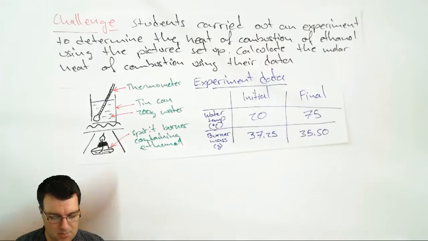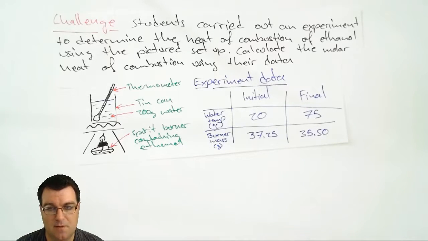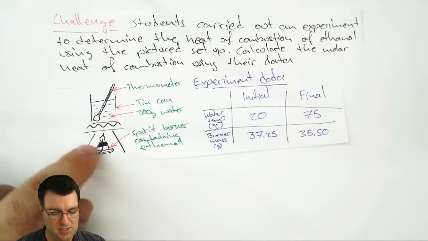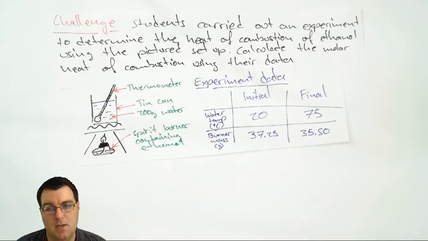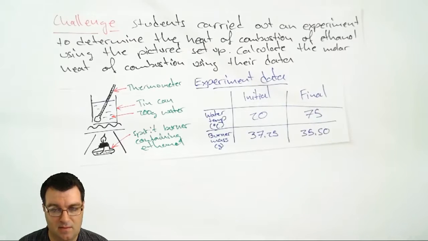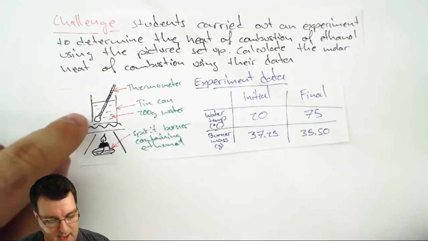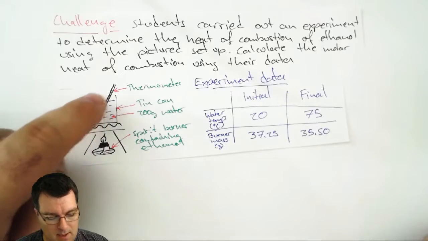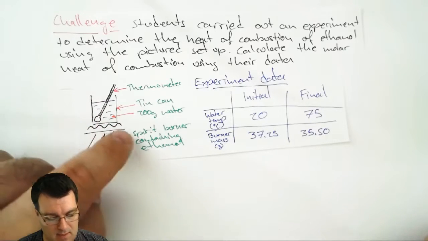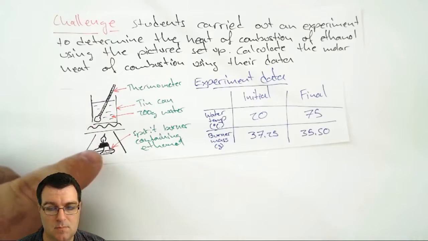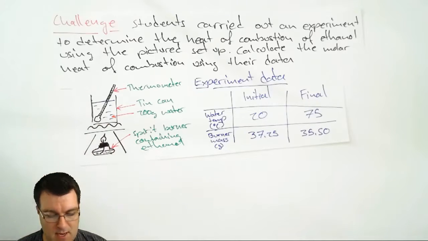In this challenge, students, much like yourself, have carried out an experiment to determine the heat of combustion of ethanol using the pictured setup just here. What you need to do is calculate the molar heat of combustion of ethanol using the data that they collected in this experiment. If we have a look at this, they have a tin can in which they have a thermometer, and they have 200 grams of water. They have that sitting on top of a gauze and a tripod over a spirit burner containing ethanol.